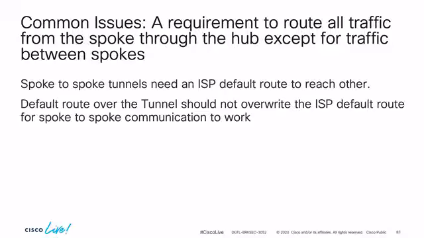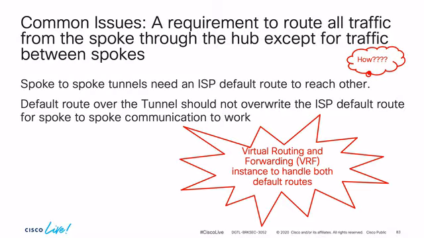So how do we actually have two default routes? It all boils down to needing two default routes. One is pointing to the ISP, and this default route needs to be used when spoke-to-spoke tunnels are communicating. And if the spoke had to communicate to anything else besides the other spoke, it had to go via the hub. Okay, the way we could do this is we actually use VRF instances.